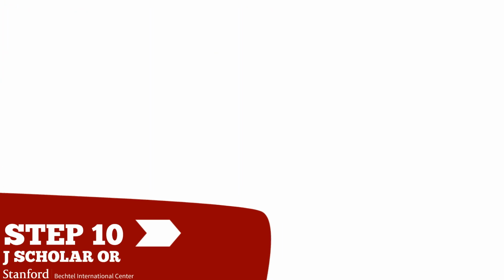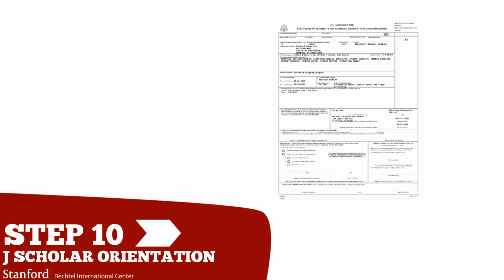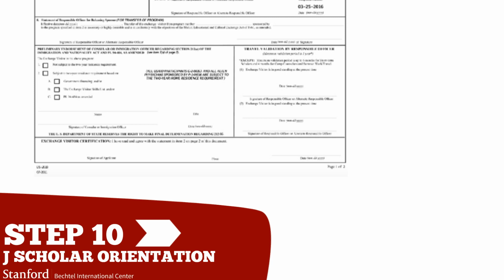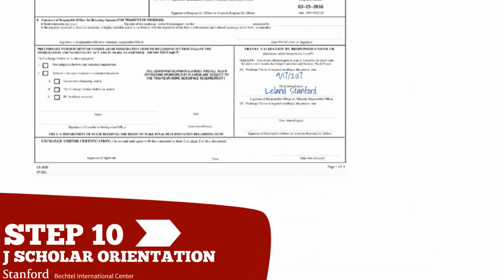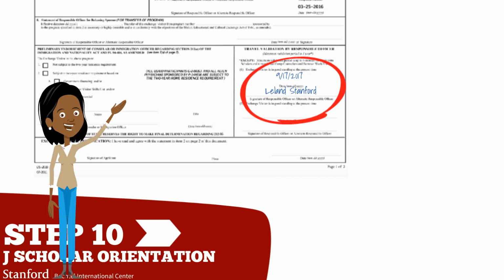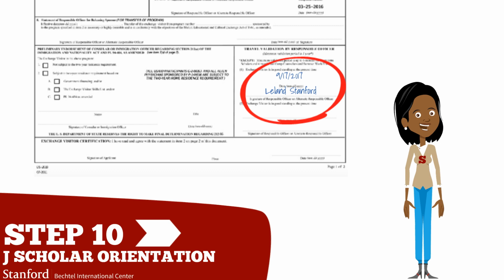The Scholar Orientation at Bechtel is also a great time to have your DS 2019 signed for travel. The travel signature allows you to re-enter the US in J status during your program at Stanford. You cannot re-enter the US without this valid travel signature. We look forward to welcoming you at Bechtel.